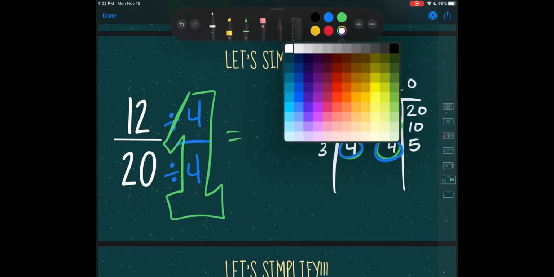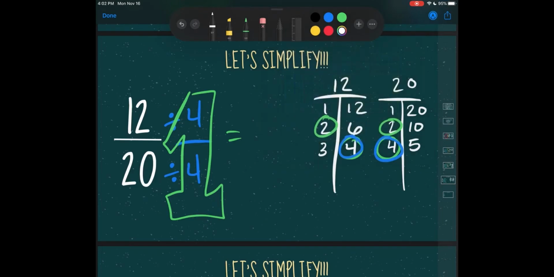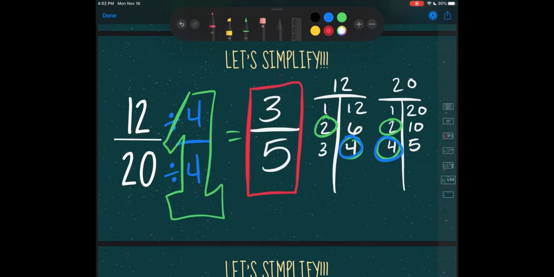So I'm going to divide both of my numbers by 4, right? And so the reason why that works is because when I'm dividing by 4 over 4, I'm basically dividing by 1, right? So I can do 12 divided by 4 to get my new numerator, which is 3. And I can do 20 divided by 4 to get my new denominator, which is 5. So my simplified fraction is 3/5.